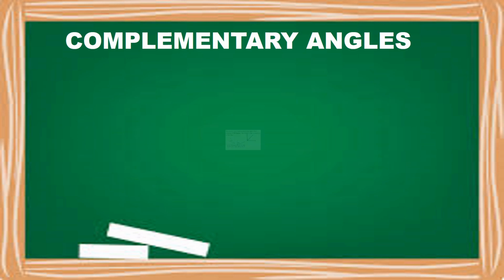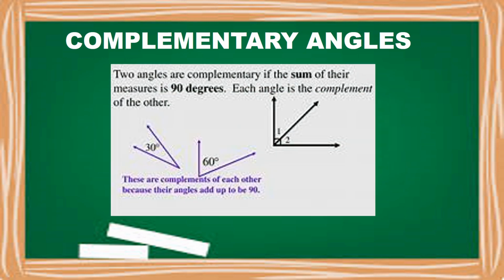Complementary angles. Two angles are complementary if their sum measures 90 degrees. Each angle is a complement of the other, just like here in this figure. We have here a 30 degrees angle and a 60 degrees angle. They complement each other. When you add them, 30 degrees plus 60 degrees will sum up to 90 degrees. We have also here in this figure, this small square that represents that the angle formed here measures 90 degrees. So, the smaller angles that this 90 degrees or right angle contains, this angle 1 and angle 2, are complementary angles.